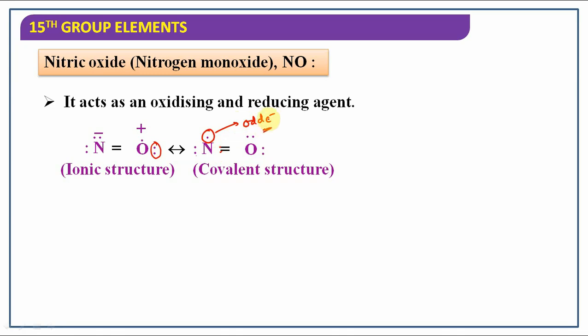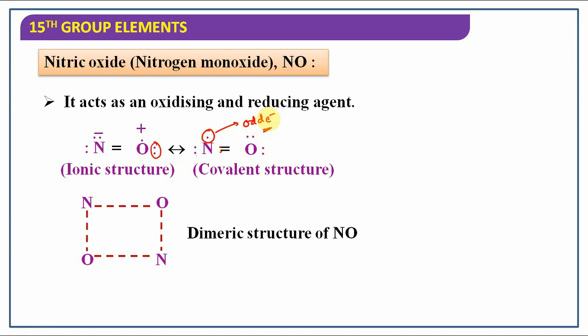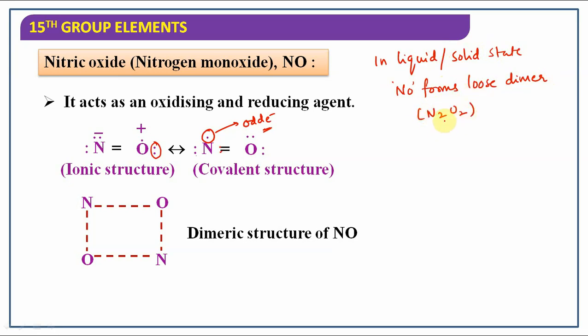Similarly, in liquid or solid state, NO can form a loose dimer. It's a dimeric structure, so I am writing that point here. In liquid or solid state, NO forms a loose dimer. The dimer formula is N2O2, and this N2O2 is diamagnetic in nature. Why? Because the unpaired electrons get paired up. That's the reason it is diamagnetic in nature.